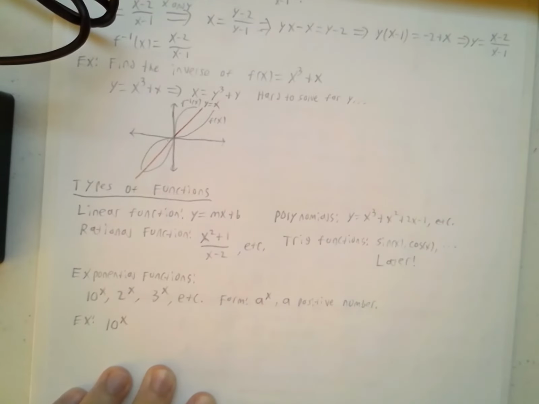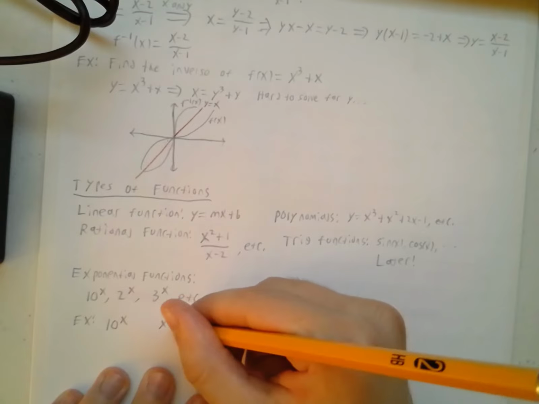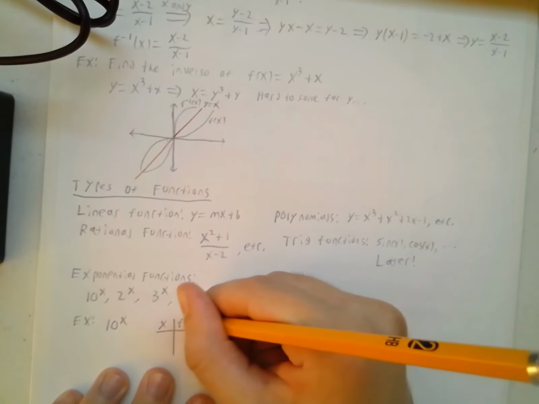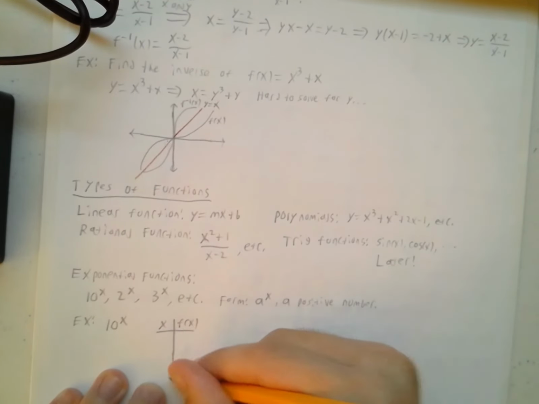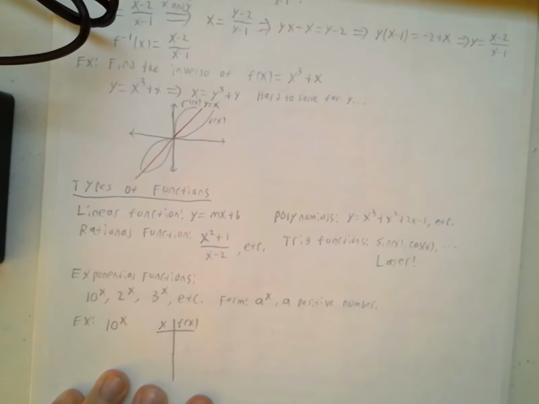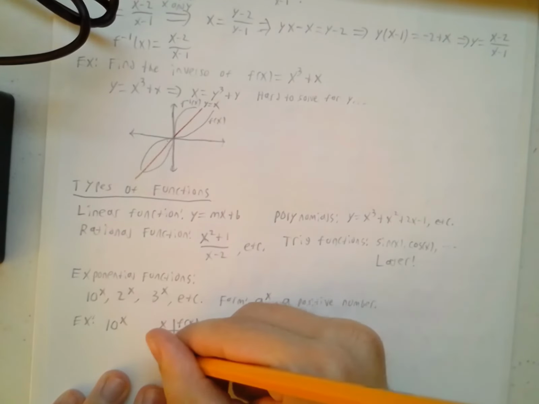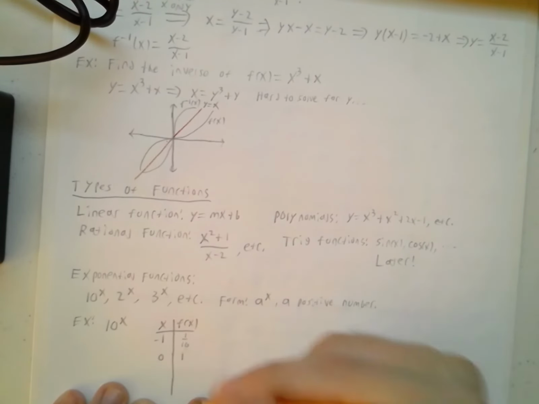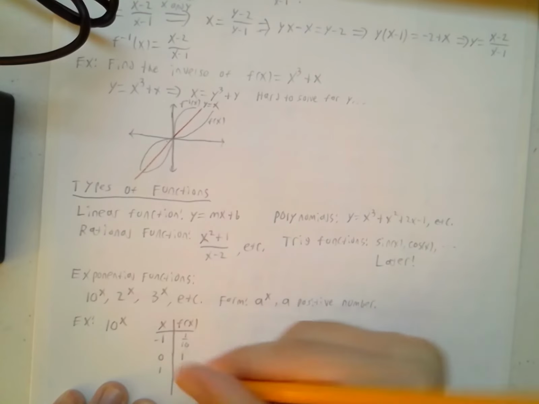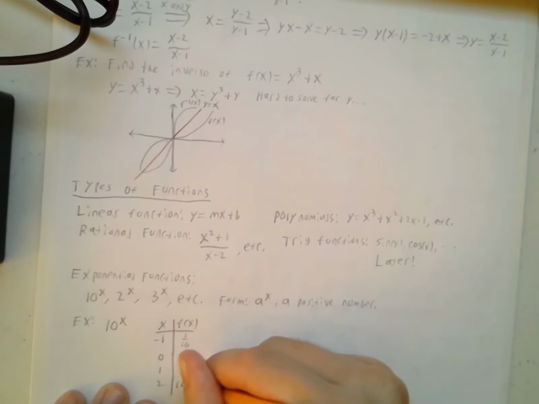So if we just take a look at what are the values for some different values of x, let's say -1, 10 to the -1 power is 1/10, 10 to the 0 power is 1, 10 to the first power is 10, second power is 100, third power is 1,000, and so on.